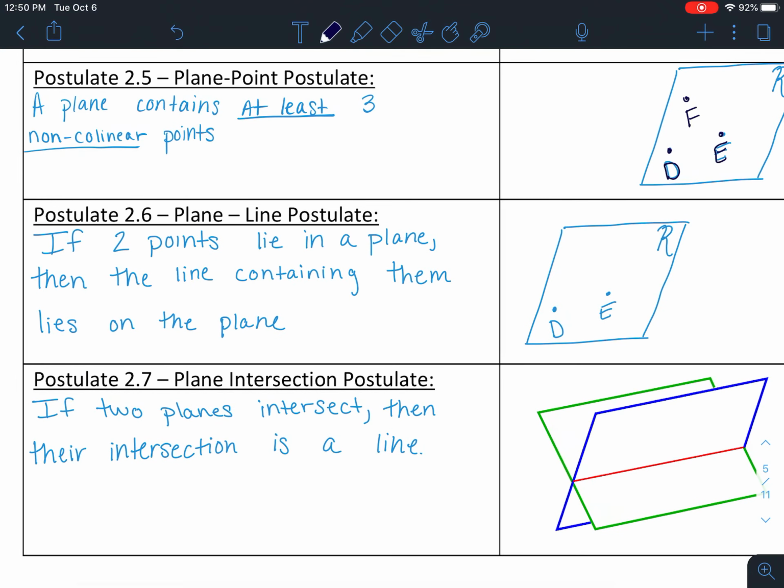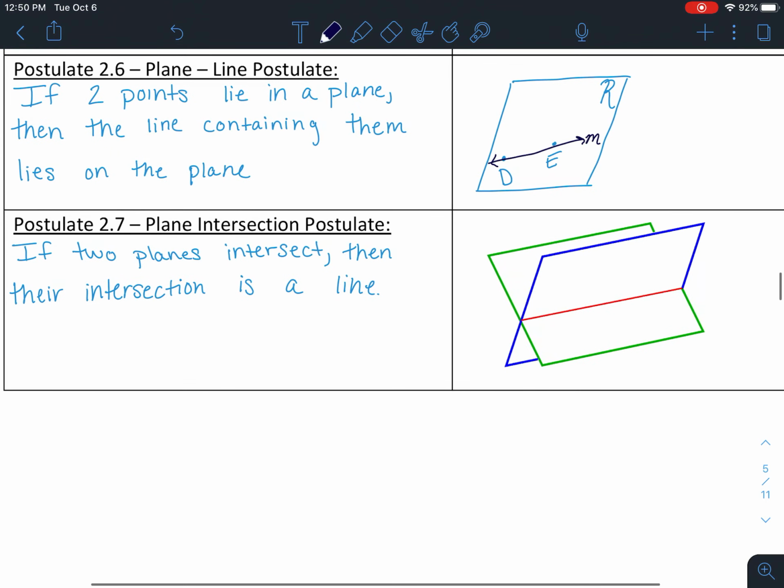2.6, the plane line postulate. If 2 points lie on a plane, then the line containing them lies in the plane. So here's my 2 points D and E. Now these 2 points lie on this plane. They're on plane R. So because they lie on the plane, the line containing D and E, we'll label this line M. Line M now also is on plane R.